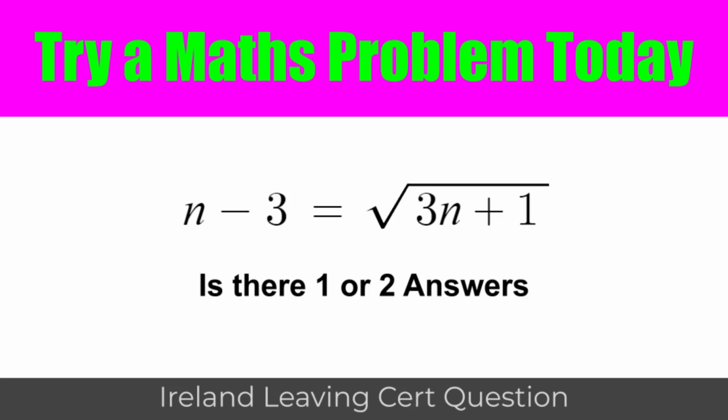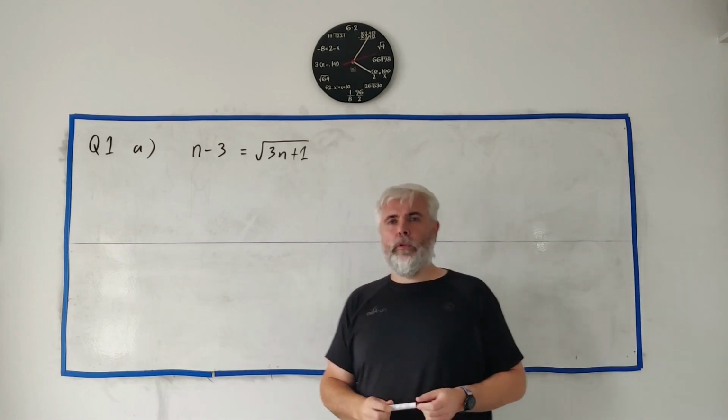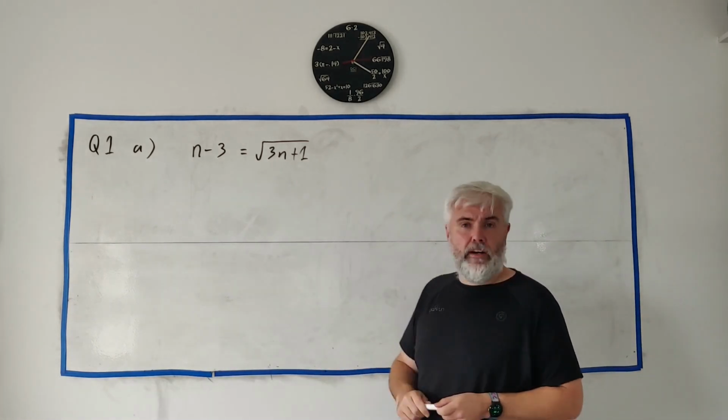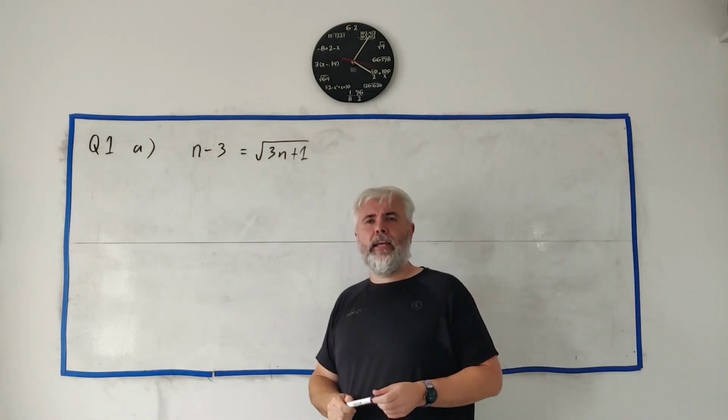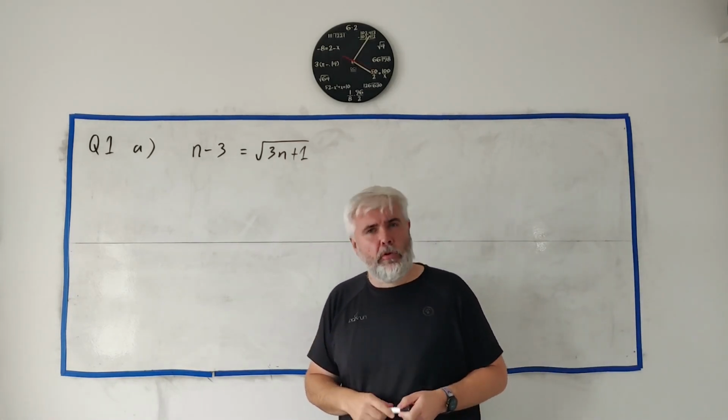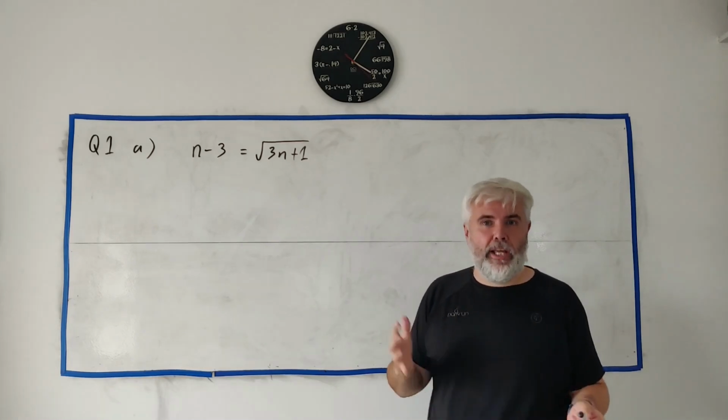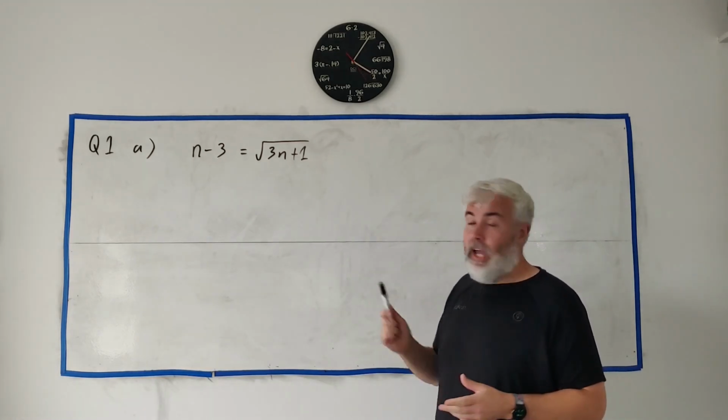I recommend you pause the video and try it yourself before continuing on and watching my solution. Question 1 starts off with this equation here that has a square root in it, and they want you to solve for n. They tell you n is a natural number, so we don't have to worry about any complex numbers appearing here. So how do we do this?